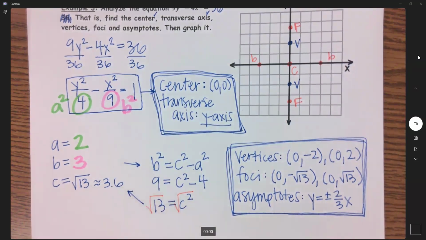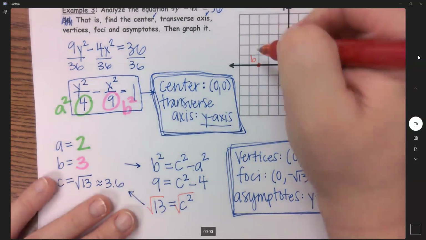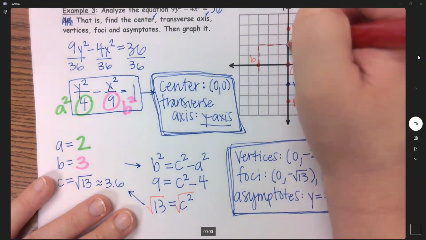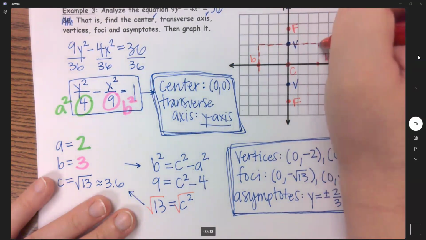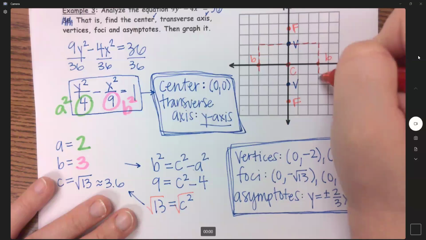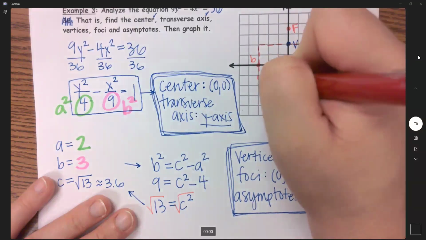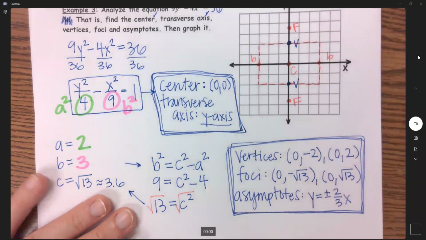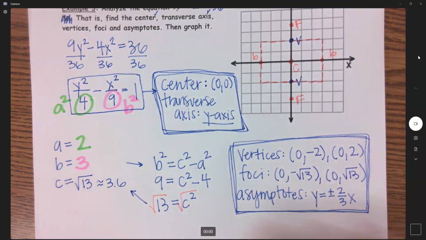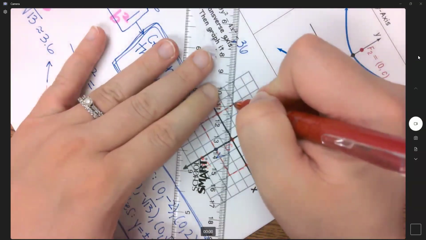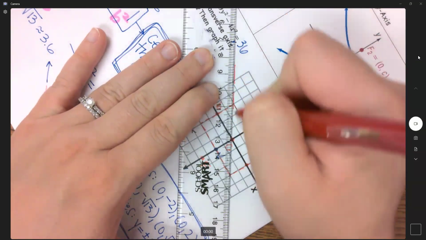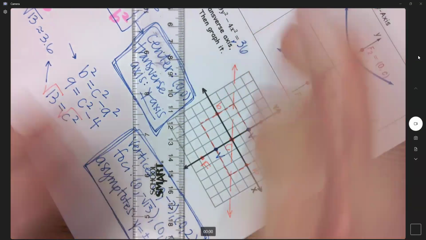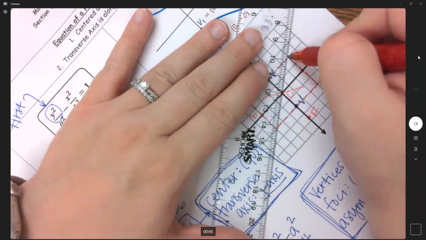Okay, so now let's make the box. We make the box between our B's and our V's. So I do a little box. And we can draw in our asymptotes. We'll go corner to corner through the center. And I make big dashed lines for my asymptote. And then go the other diagonal.